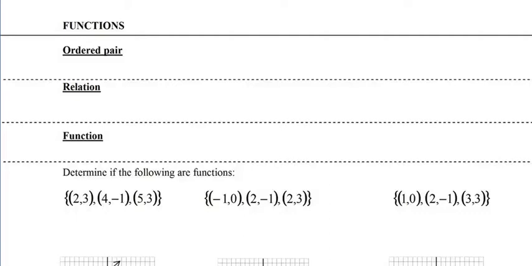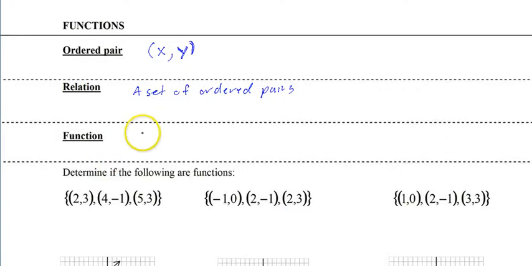This video is for functions. So before we can define what a function is, first we have an ordered pair. Remember, it's an alphabetically ordered pair of numbers. It's your x comma y. And a relation is a set of ordered pairs. So these are all relations.